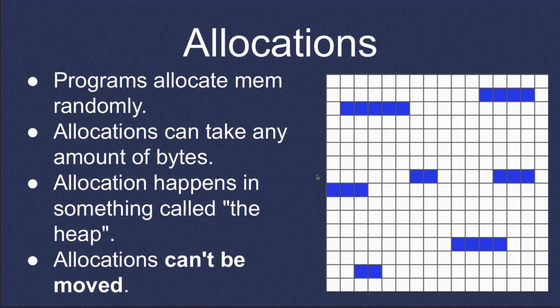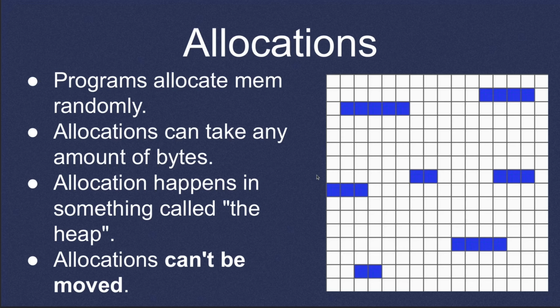Programs normally allocate memory randomly. You could say randomly in the sense that you don't really know what they do when you call malloc and free. Just imagine it's random. It has logic, it's complex, but just say it's random. Allocations can take any amount of bytes. They often happen in something called the heap. There's also the stack, but if you are trying to understand how Godot works, I suppose you understand what the stack is. Otherwise, you can go read it up. But allocation happens on the heap for the most part when you call malloc, free, new, delete, and these kinds of things in C++.